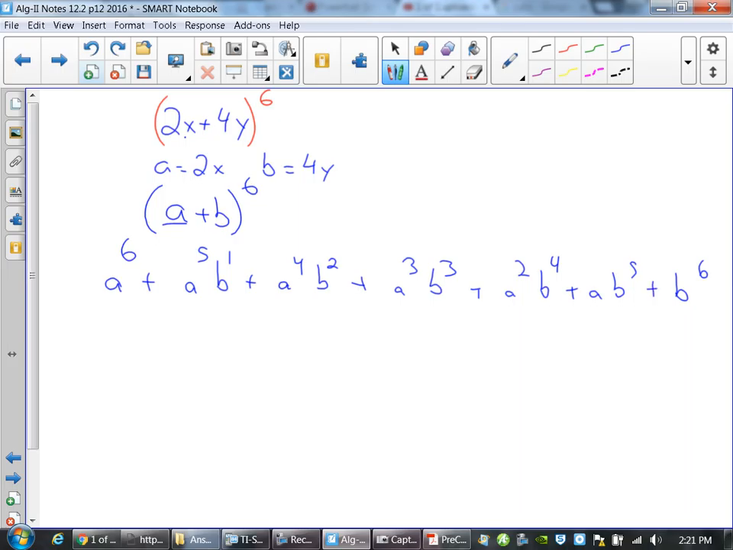Before I substitute in what A and B are, I've got to find those coefficients, and that's where I use the combination signs. This first one is going to be 6 choose 0. You're always going to start with that 6 for the C value.